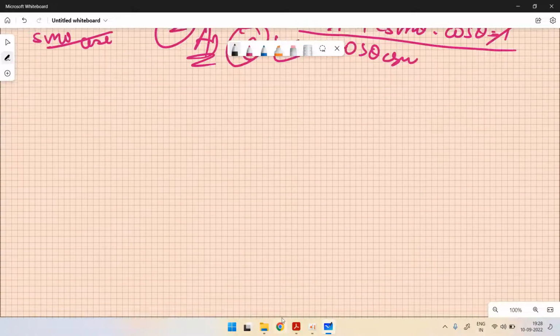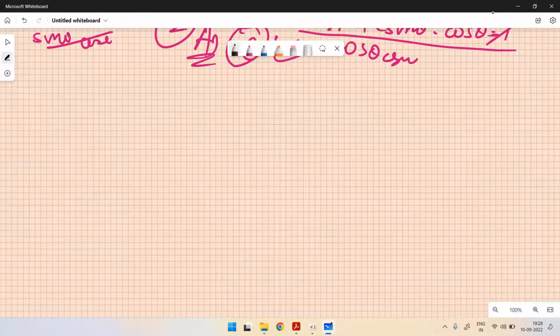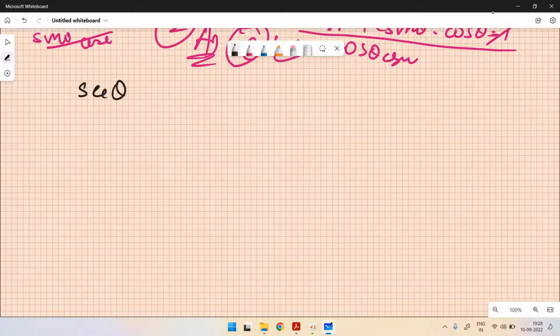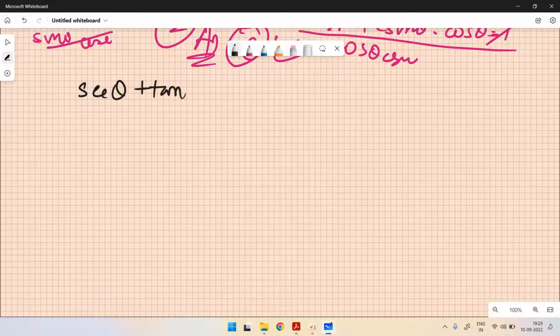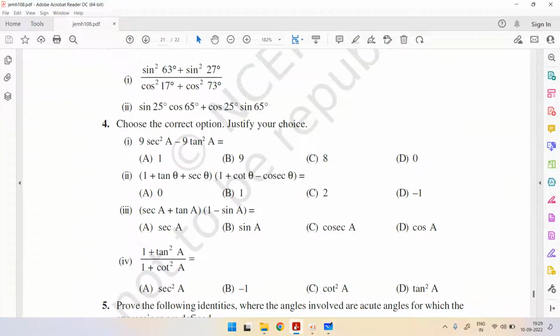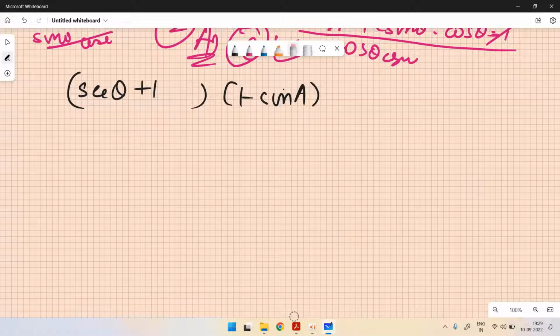Next question is the third: secant theta plus tan theta into 1 minus sin theta. So secant a plus tan a, into 1 minus sin a. This is going to be expressed in terms of a. This is my third part.